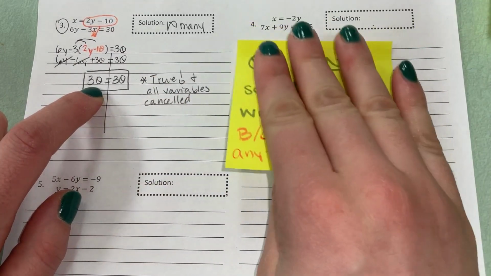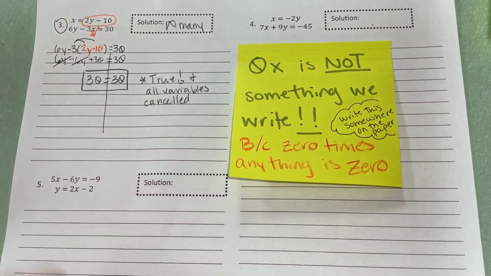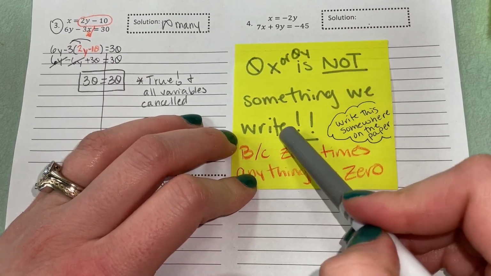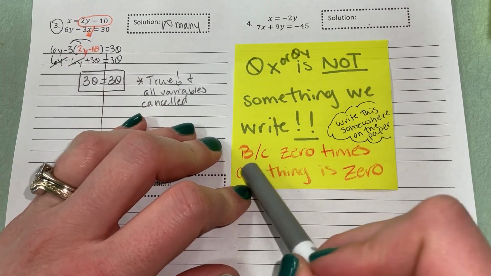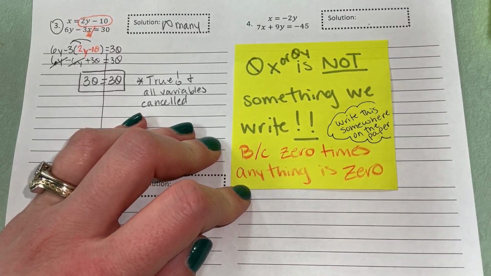It's very important. This note here is so important. You cannot have 0x or 0y. Let's write that in there too. It's not something we write, okay? That's why we just totally crossed them out, okay? Because 0 times 0 is anything. So again, write this somewhere on that paper down in that bottom section.